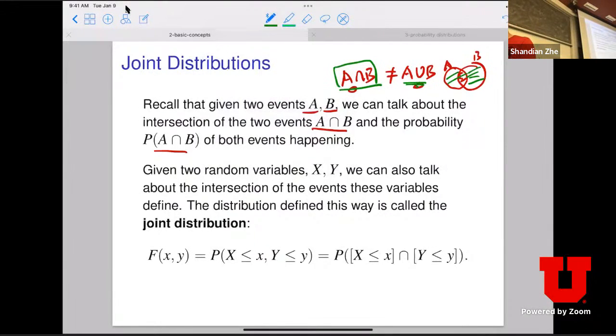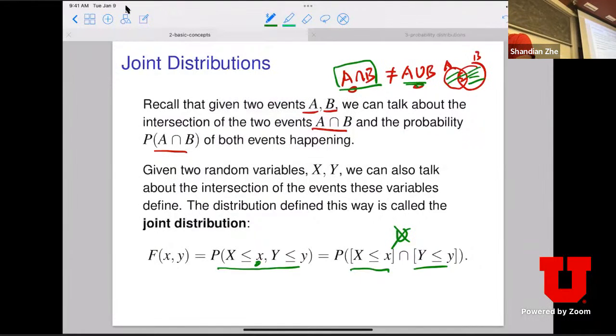So don't be confused here. If you write a joint probability, that is, random variable X smaller than this value and random variable Y smaller than this value, this simply means the intersection of these two events. It's not the union of these two events. Okay.